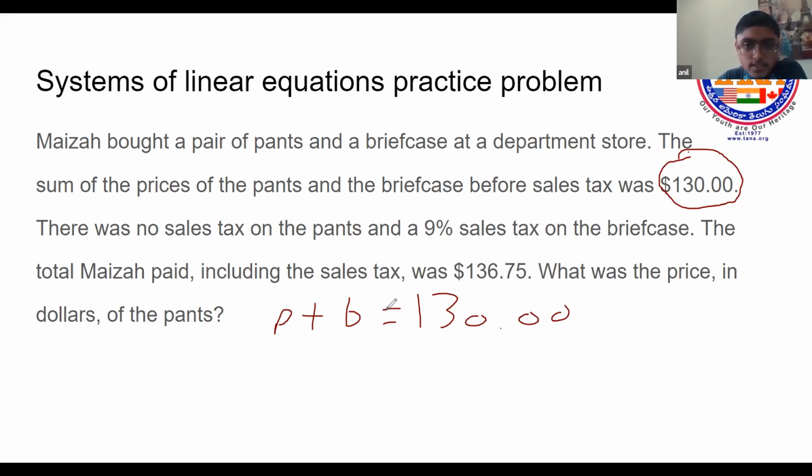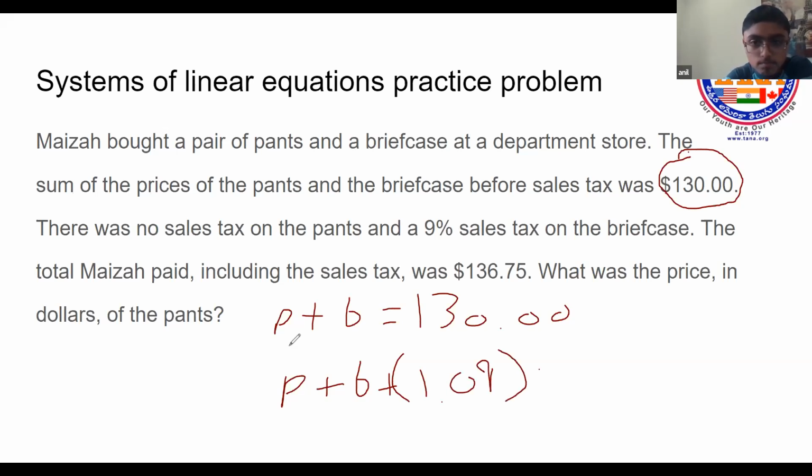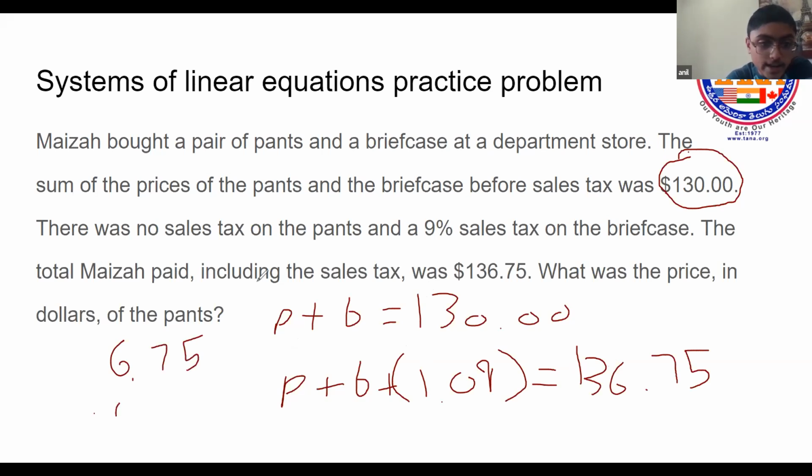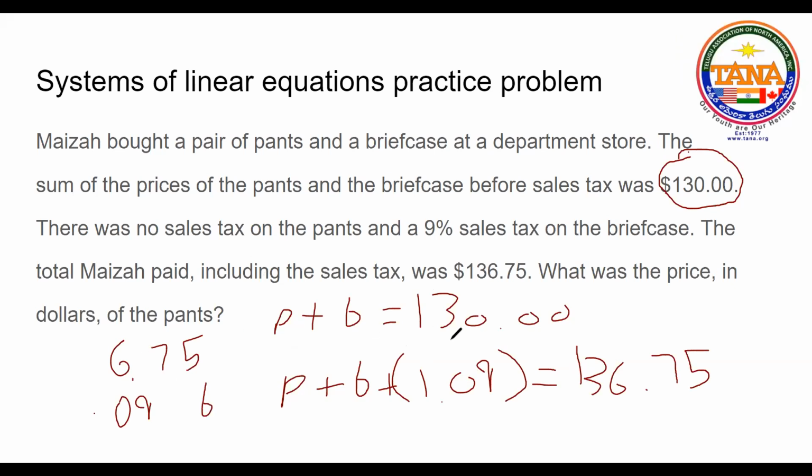So from this, you make another equation: P plus B plus B times 1.09 equals 136.75. From here, we can isolate the fact that the only difference between the two was 6.75. 6.75 is the only difference, which means 6.75 is 0.09 of the briefcase.